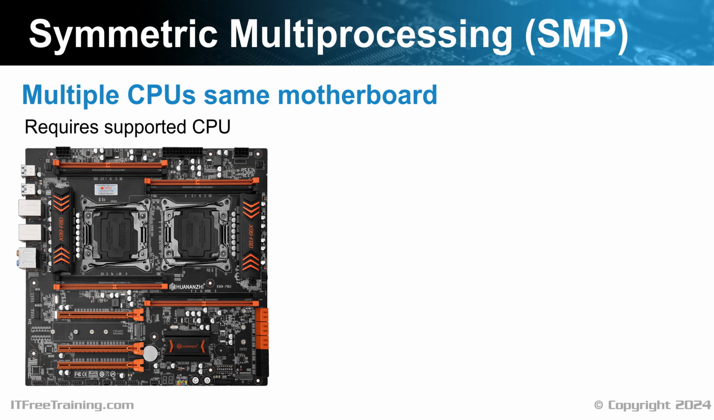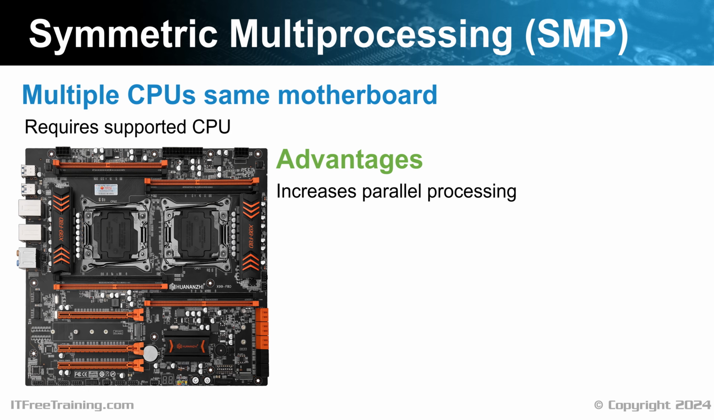If you're planning to use multiple CPUs, I would also check the compatibility list from the manufacturer to ensure the CPU will work with your motherboard and any additional CPUs you're planning to use. There are some advantages to using multiple CPUs. Multiple CPUs increase parallel processing. So, if you're running applications that use a lot of parallel processing, having additional CPUs will help.